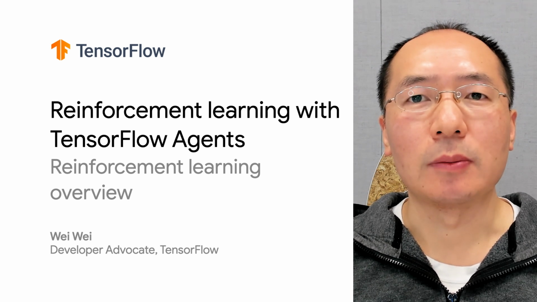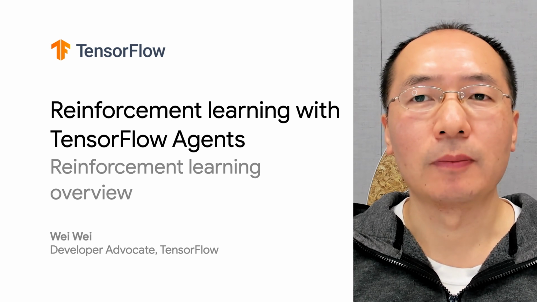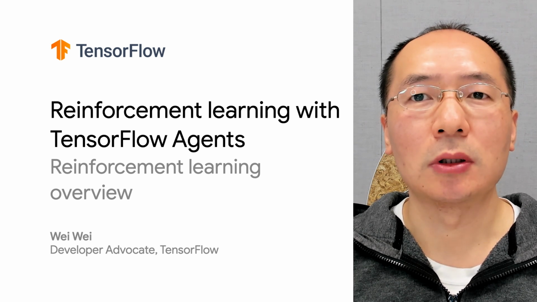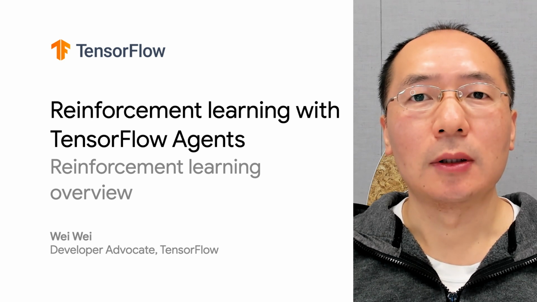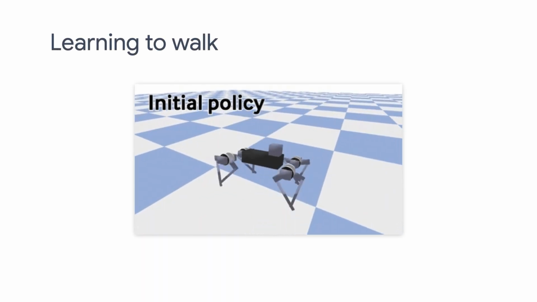Since TF Agents is based on TensorFlow, we're going to assume you already have a solid machine learning background and are familiar with TensorFlow 2. For example, you should already know how to build and train a neural network with Keras, and if you are ready, let's get started. Let's first take a look at an example.